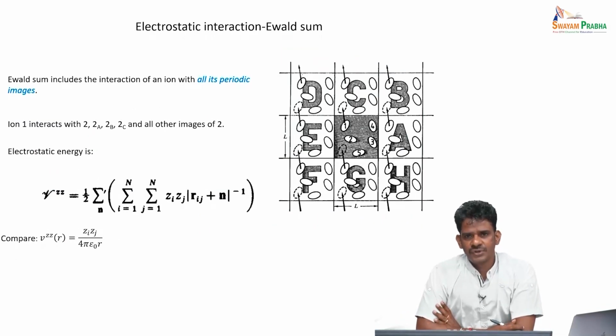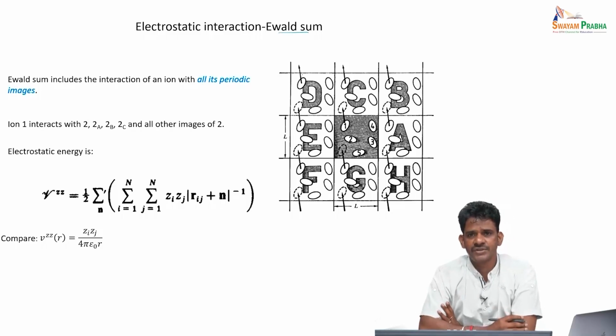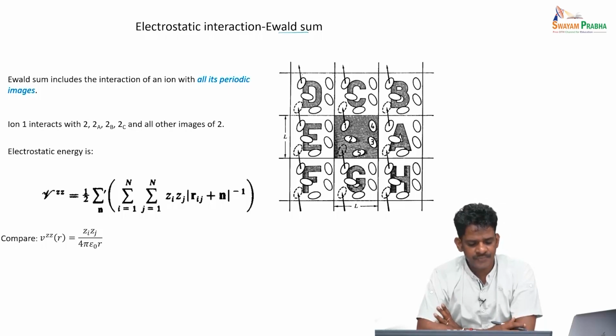So one such approach of handling long range electrostatic interaction is by what is known as Ewald summation, or in short, Ewald sum. In this particular approach, we include interaction of an ion with all of its periodic images. So you may want to compare and contrast this statement with how we deal with short range interactions.